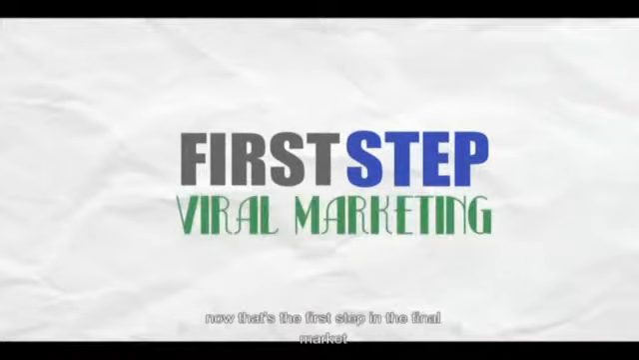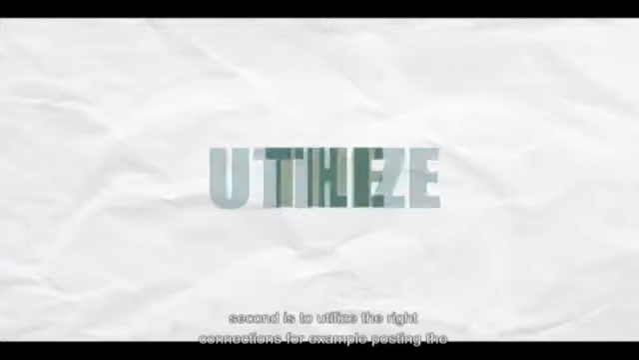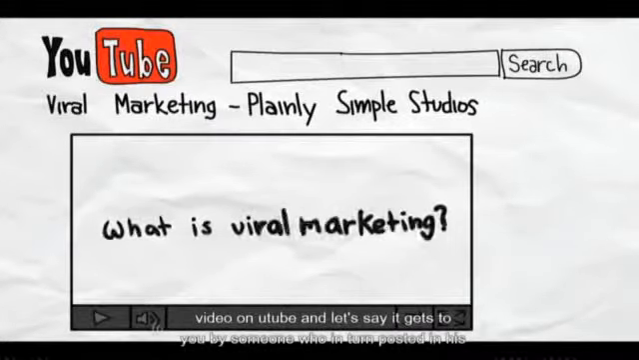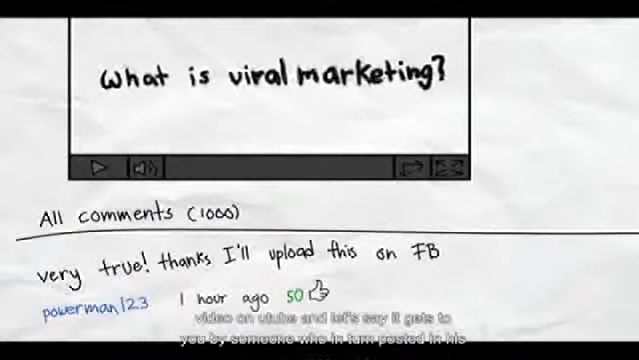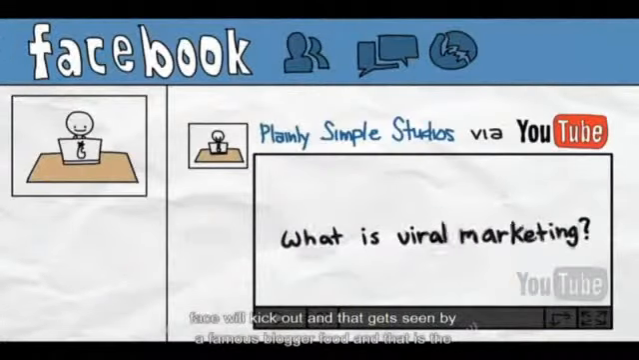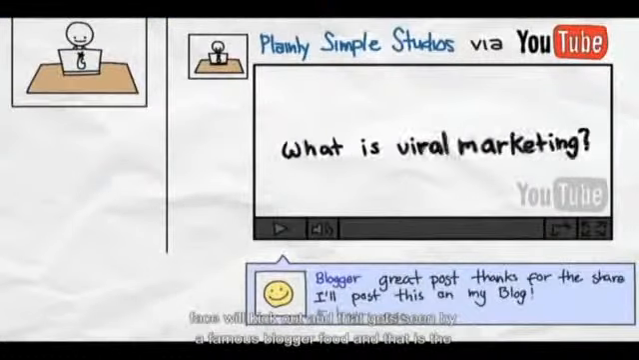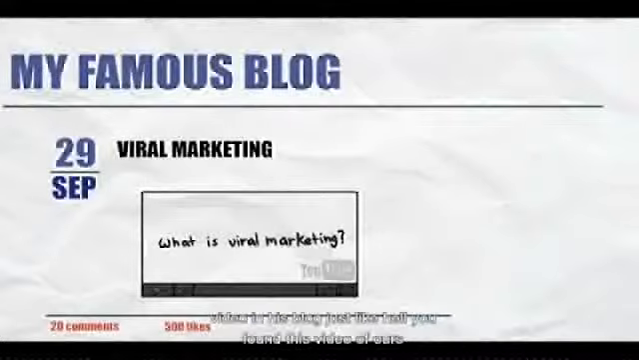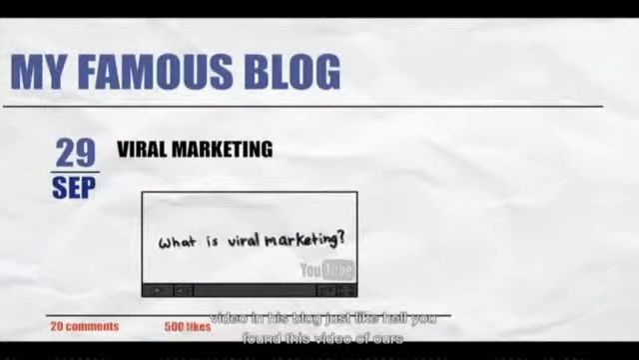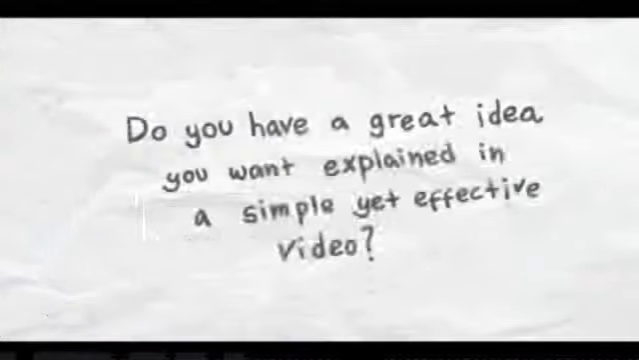Now, that's the first step in viral marketing. Second is to utilize the right connections, for example, posting the video on YouTube. And let's say it gets viewed by someone who in turn posts it in his Facebook account, and that gets seen by a famous blogger who embeds the video in his blog, just like how you found this video of ours.